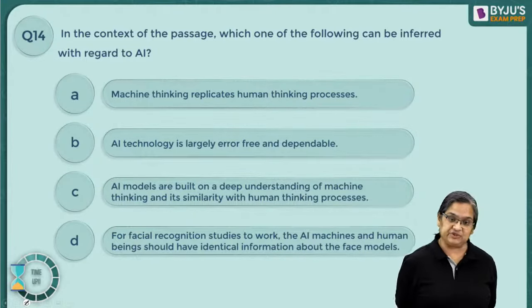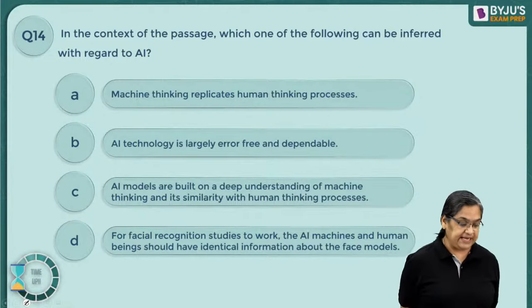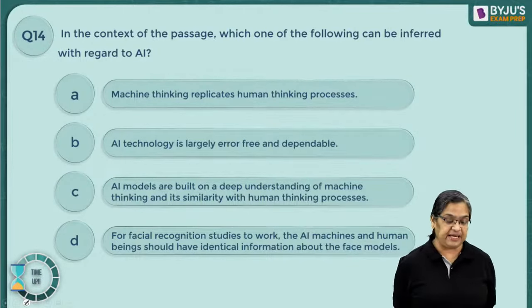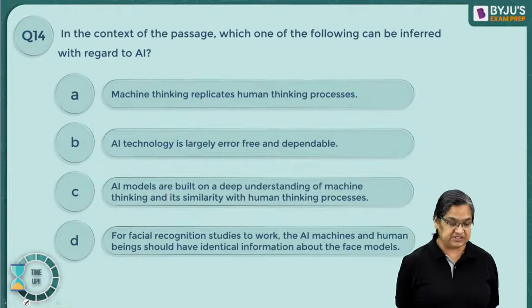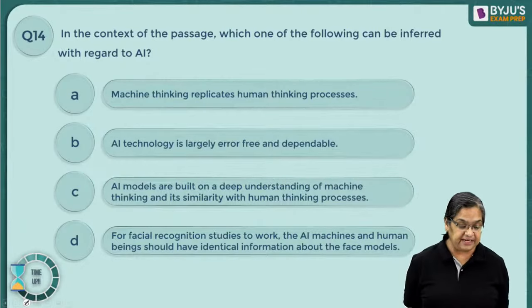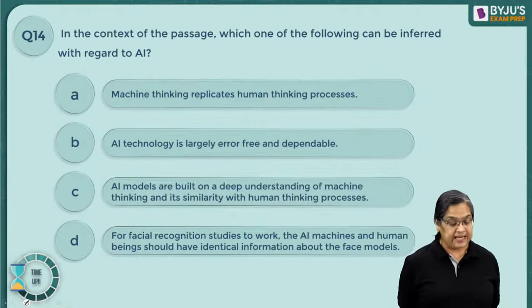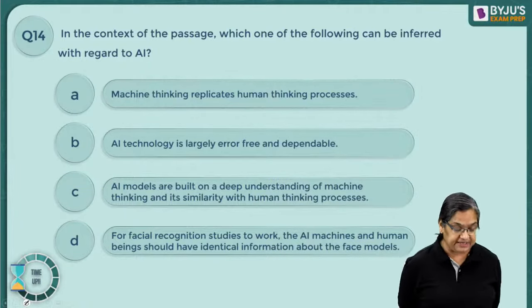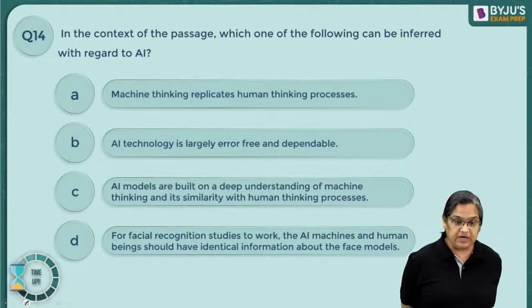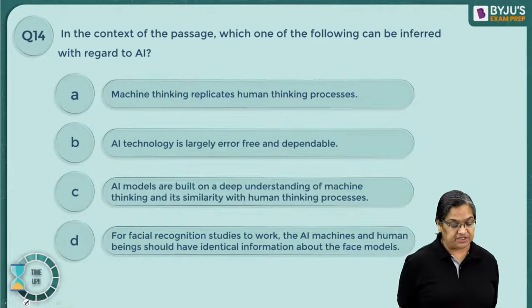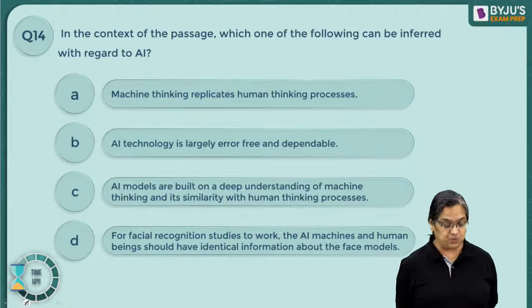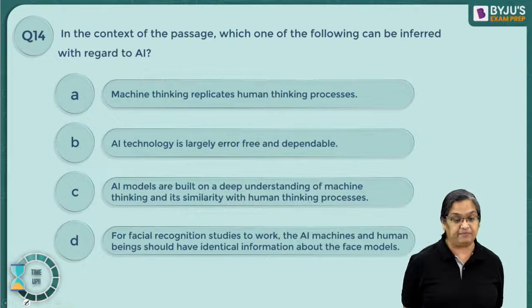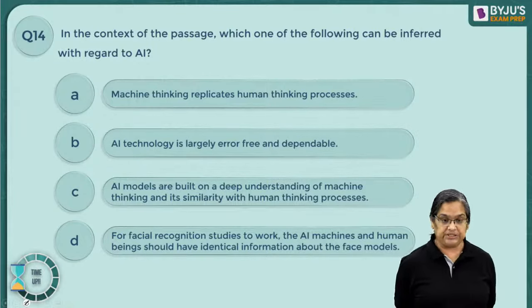What is the answer to this question? Is it A? Can you infer that machine thinking replicates human thinking processes? Is it B? AI technology is largely error-free and dependable? Is it C? AI models are built on a deep understanding of machine thinking and its similarity with human thinking processes? Or is it D? For facial recognition studies to work, the AI machines and human beings should have identical information about face models.